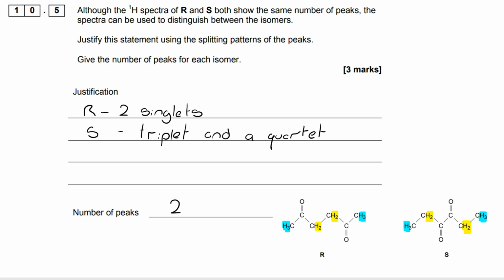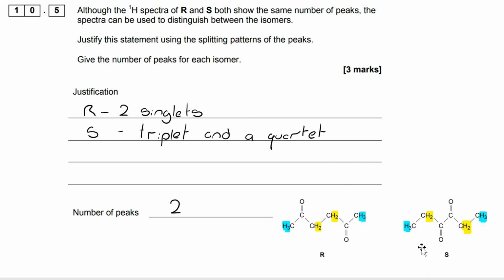R will have 2 singlets. And we can see why, because the singlets are when there are no neighbouring non-equivalent hydrogens. Now, these hydrogens are on a carbon next to a carbon with no hydrogen, so there's no splitting. These hydrogens are on a carbon which is bonded to an identical carbon. So we've got no splitting there because these hydrogens are not non-equivalent. So we end up with singlets there.